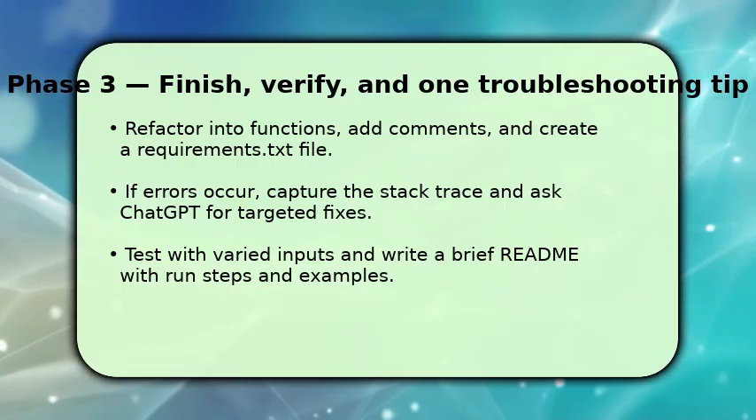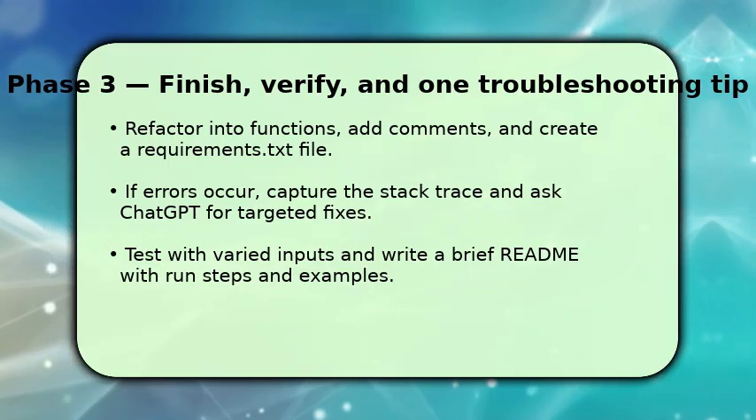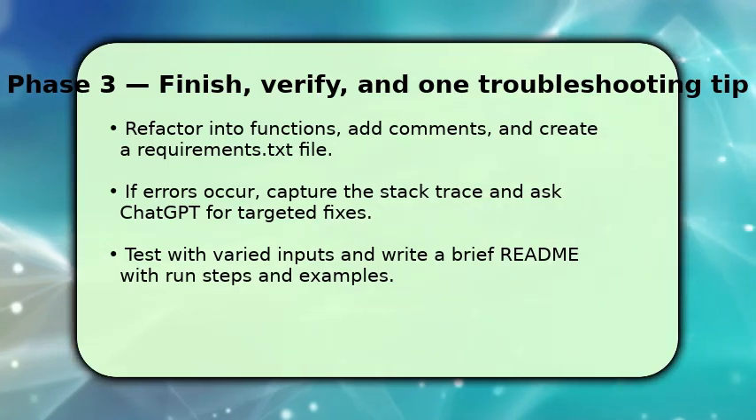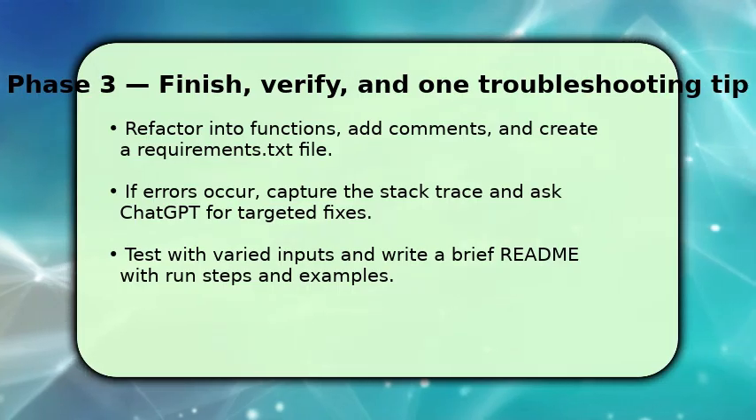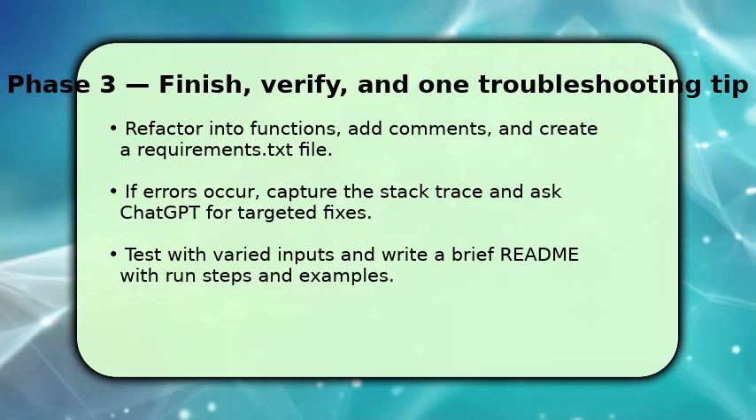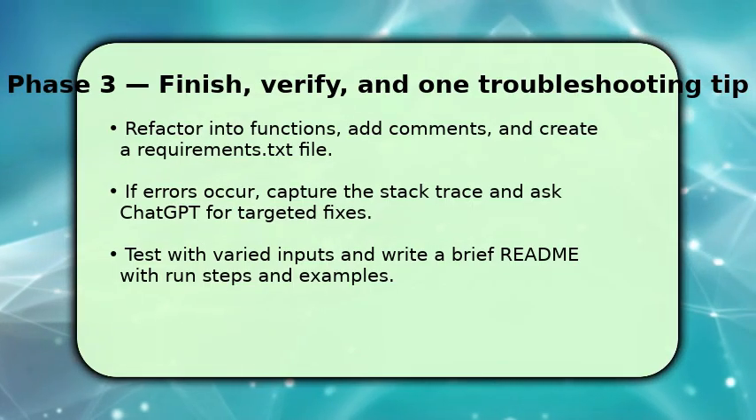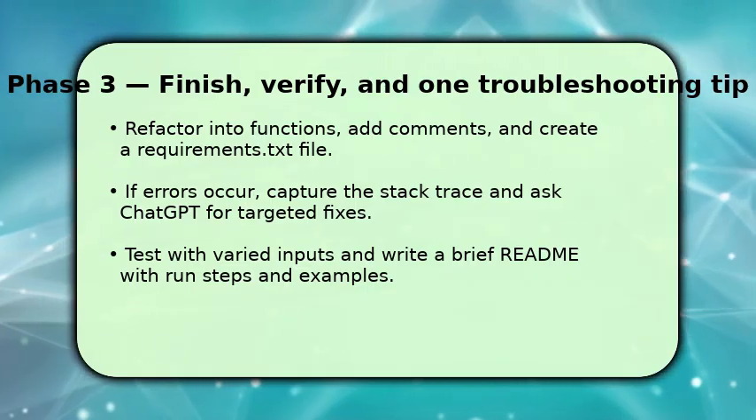for reproducibility. If something fails, copy the full stack trace and ask ChatGPT for a focused fix, including the offending line and your environment details. Make sure to test multiple inputs and edge cases, and then write a short README explaining how to run the file and expected output. One troubleshooting tip: reproducible errors.